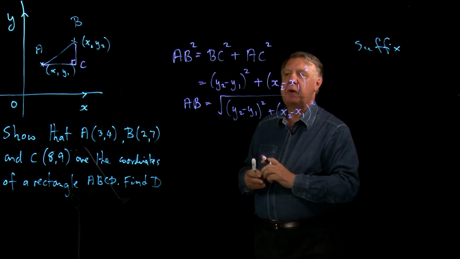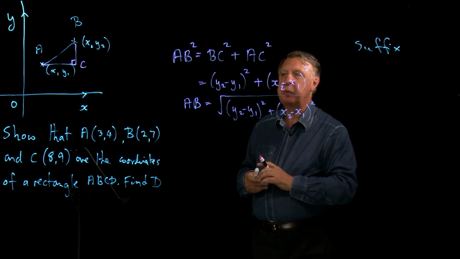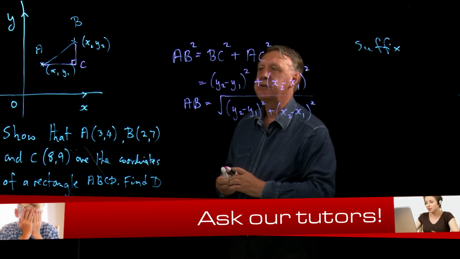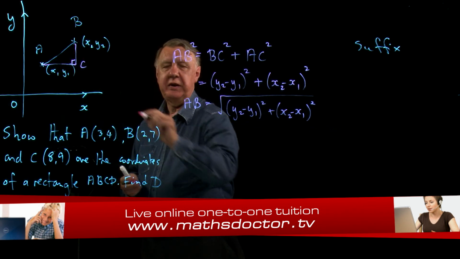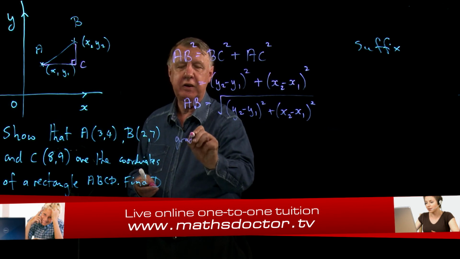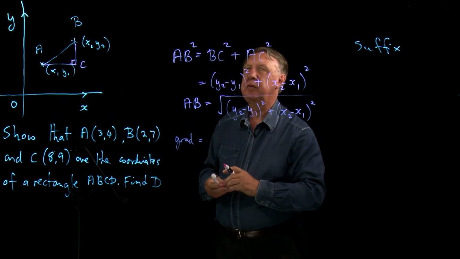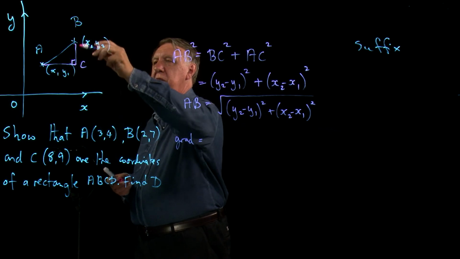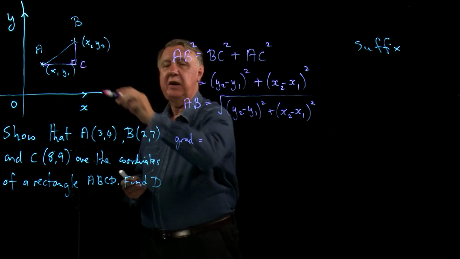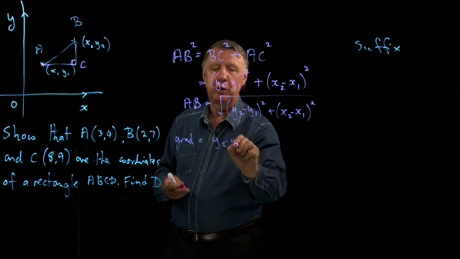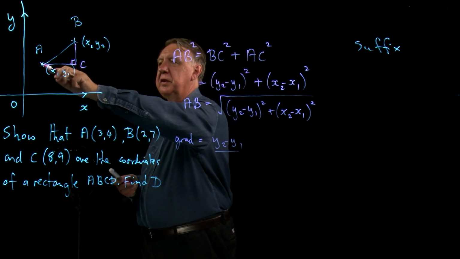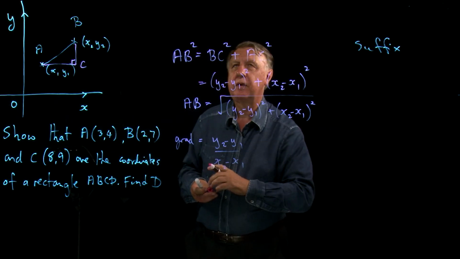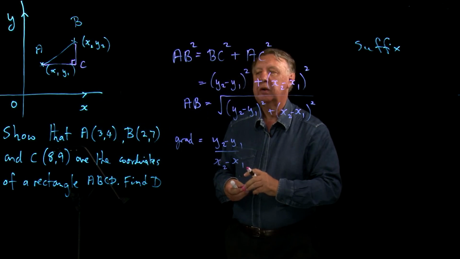Okay, what else might I want to do with these points? Well, I might be interested in the gradient. Now, you should have come across gradient before. The gradient of a line is the vertical distance over the horizontal distance travelled. So if we look at this line here, the vertical distance again is BC, which is y2 minus y1, and the horizontal distance is x2 minus x1. So that would be a formula I could use for gradient.